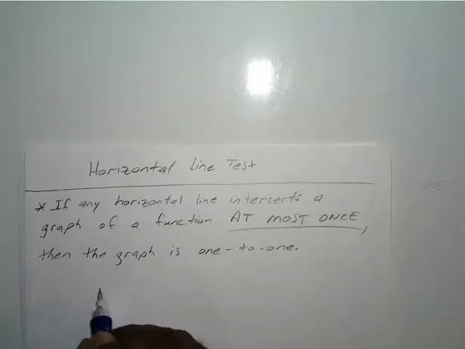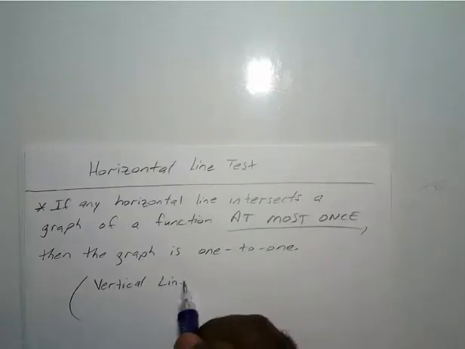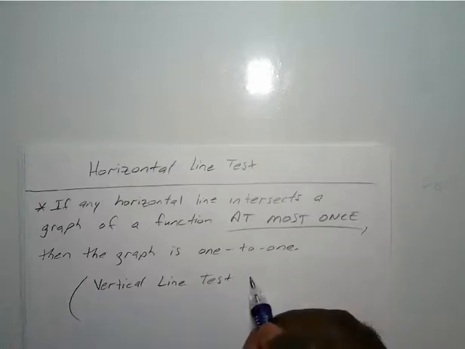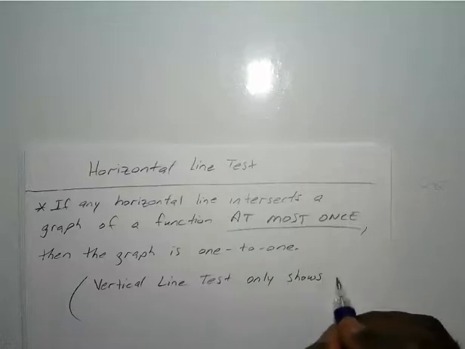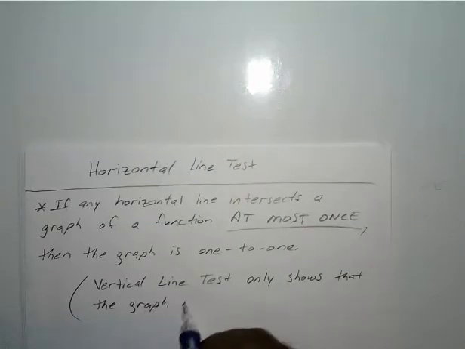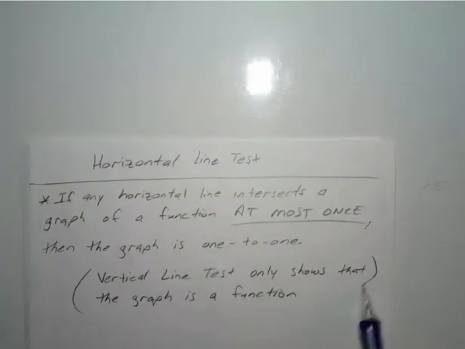Okay, and quick little note, the vertical line test only shows that the graph is a function. Okay, vertical line test does not show one-to-one, just that it's a function.